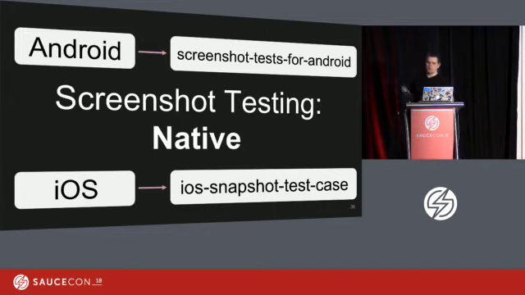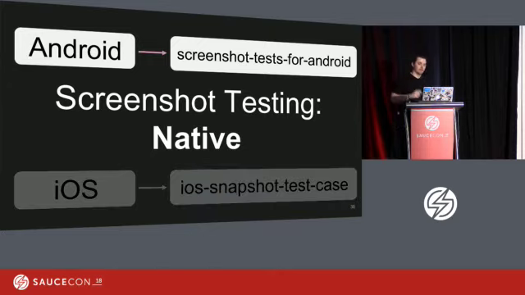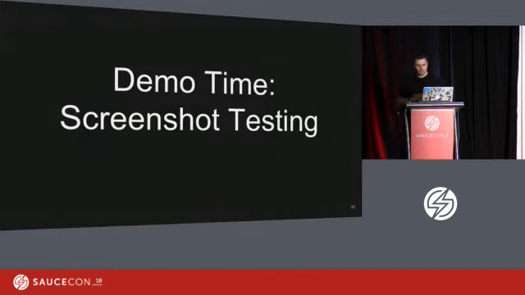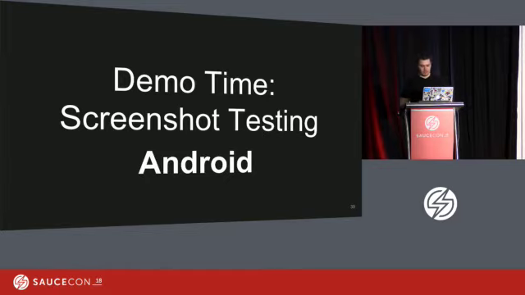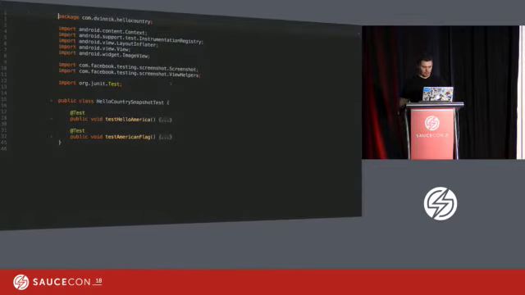The first one is released and maintained by Facebook. The iOS one was released by Facebook, but is currently maintained by Uber. We're going to demo Android. So let's actually look at how Android does it. Let's go to our Android Studio.